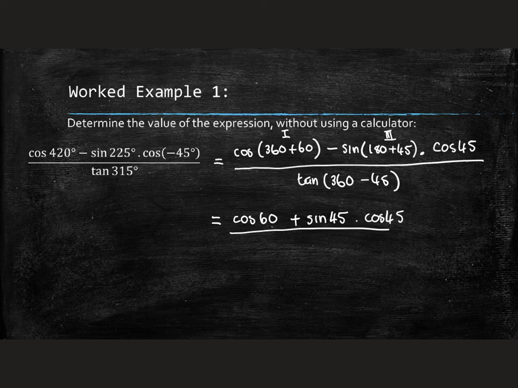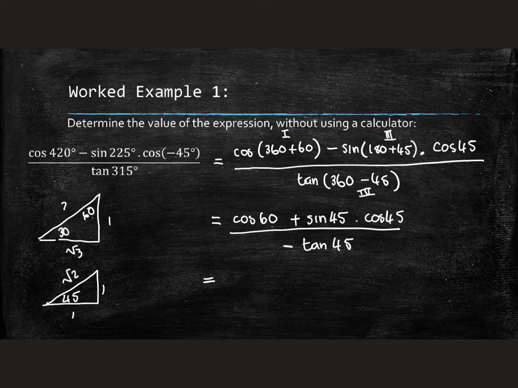In the denominator, 360 minus puts us into the fourth quadrant. Tan is negative in the fourth quadrant, so we've got negative tan of 45. At this point, we've got 60s, 45s, so we can use the special triangles. I've written them on the right and left-hand side here. So cos of 60 is adjacent over hypotenuse, so that's a half. Sine of 45 is 1 over root 2, and cos of 45 is also 1 over root 2.